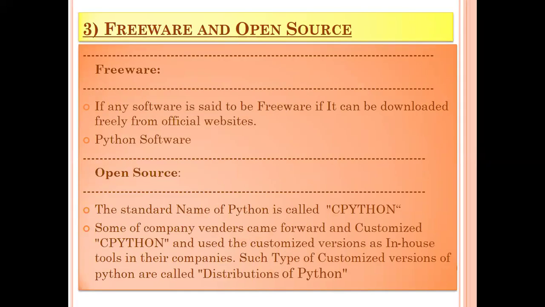Now, third feature is freeware and open source. Why is it freeware? Because it can be freely downloaded from its official website. Open source: the standard name of Python is CPython. Some of the company vendors customize CPython according to the company's in-house tools. Such types of customized versions are called distributions of Python.